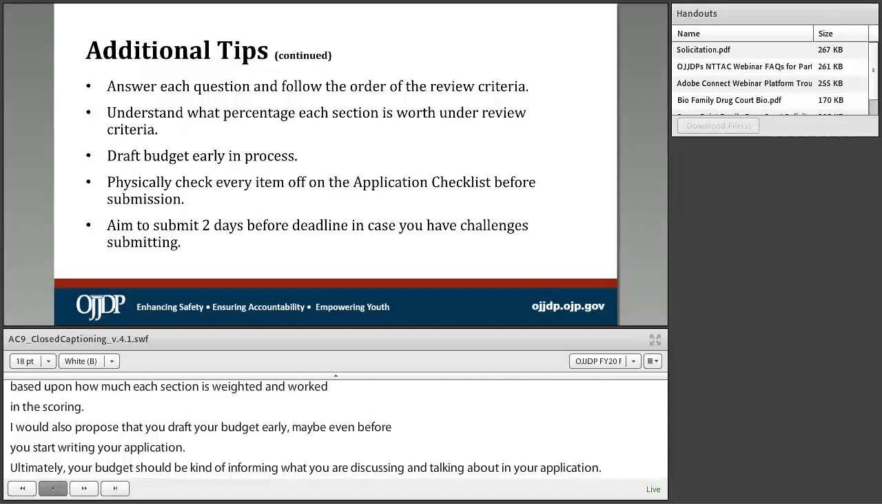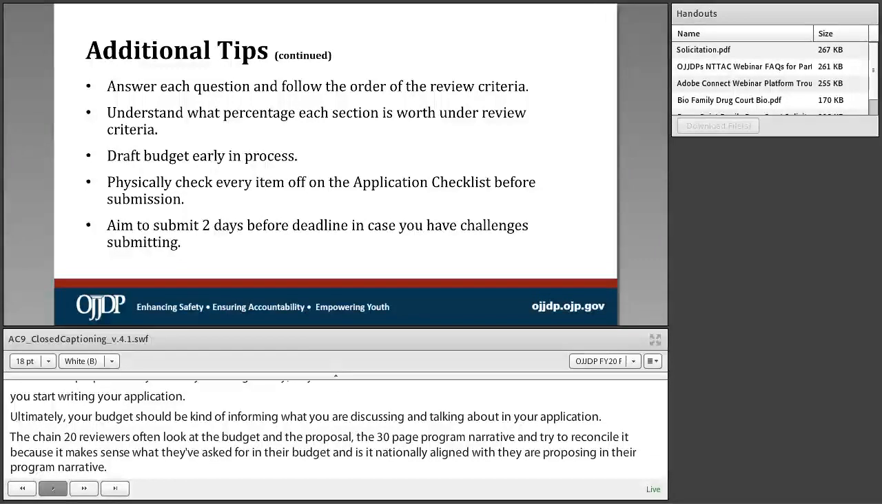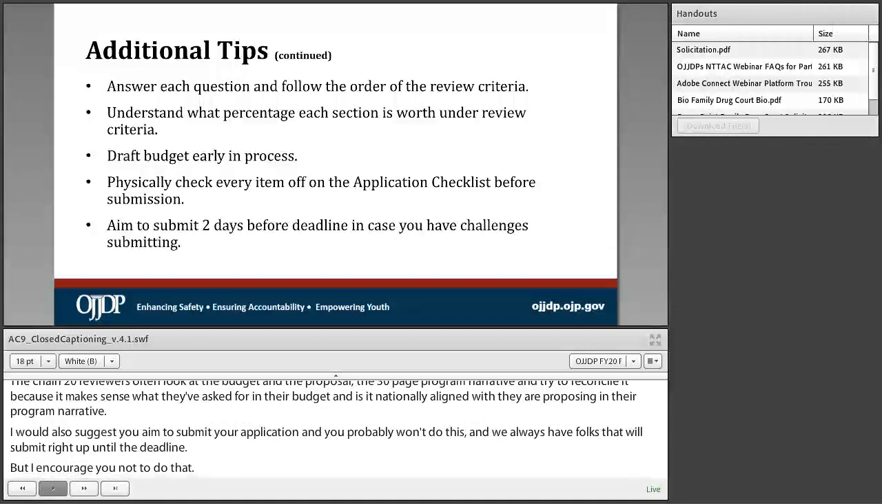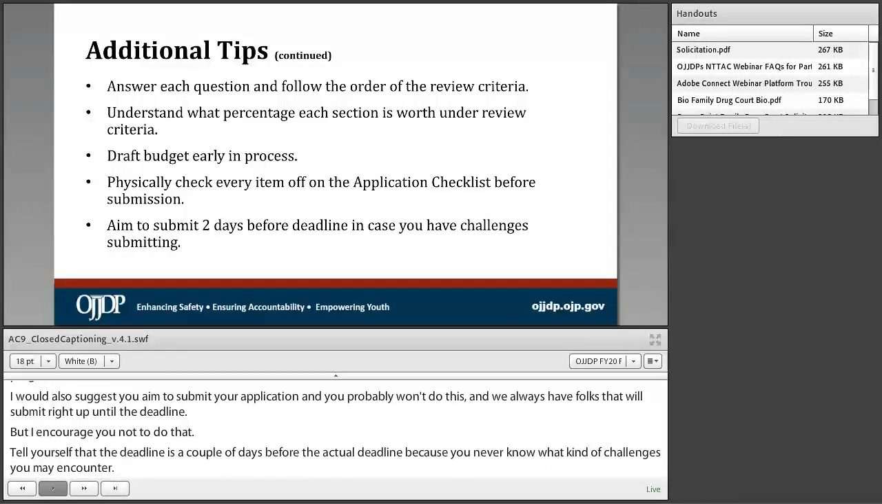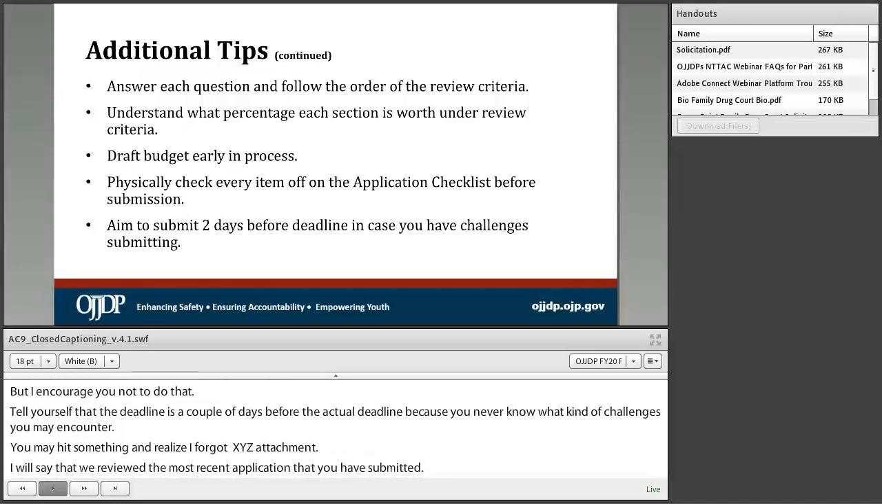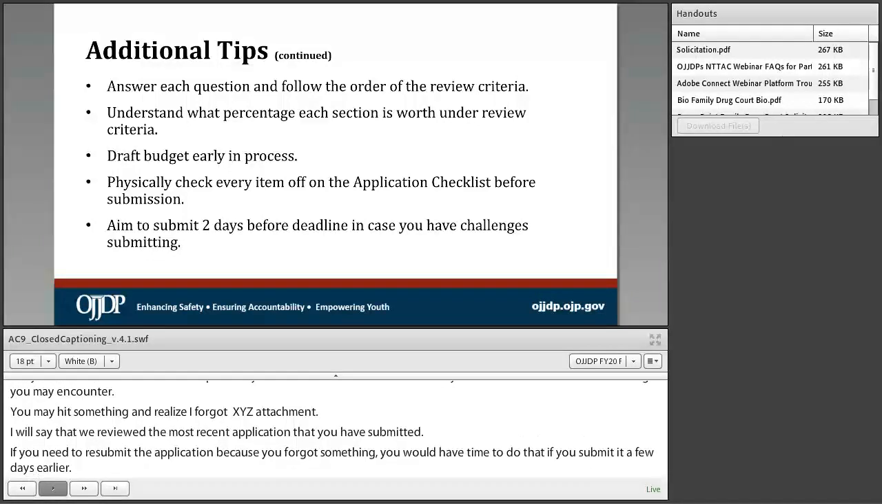I would also suggest that you aim to submit your application early. I know some of you probably won't do this. We always have the folks that submit right up until the deadline, but I would suggest you don't do that. Tell yourself your deadline is a couple days before the actual deadline, because you never know what kind of challenges you may encounter. You may hit submit and then realize, oh man, I forgot XYZ attachments. I will say that we review the most recent application that you have submitted. So if you need to resubmit an application because you forgot something, you would have time to do that if you submitted a few days earlier. You also don't know if you'll have any kind of technology challenges. We have that happen all the time. So just do yourself a favor and try to submit early.